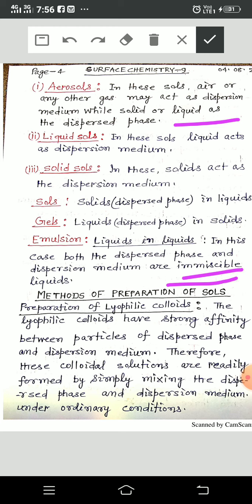Remember, immiscible liquids. Method of preparation of sols. Preparation of lyophilic colloids. The lyophilic colloids have a strong affinity, so they can be made easily simply by mixing. This is written in this heading. Means particles of dispersed phase in dispersion medium. Therefore, these colloidal solutions are readily formed by simply mixing. It is easy to make lyophilic colloids.